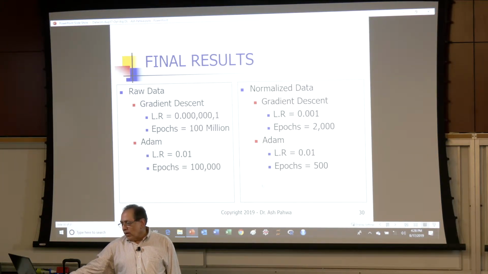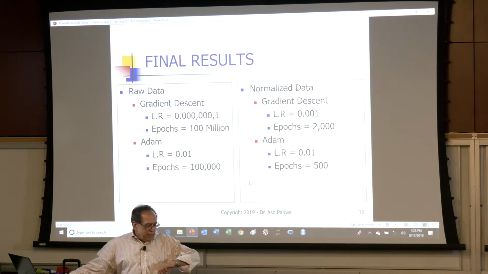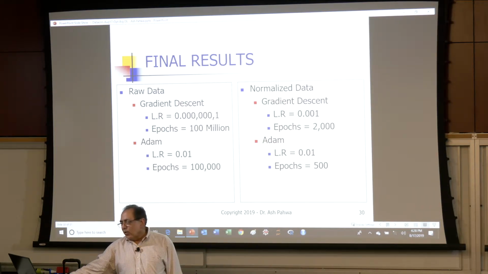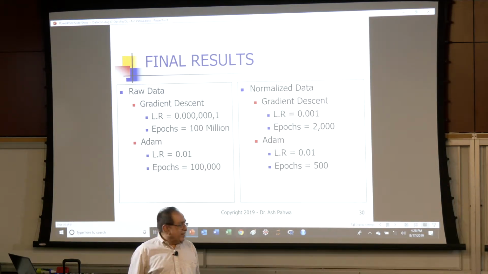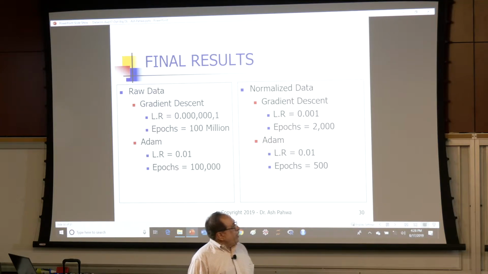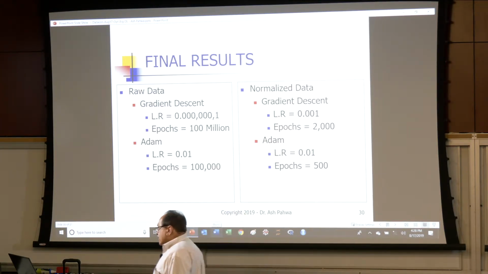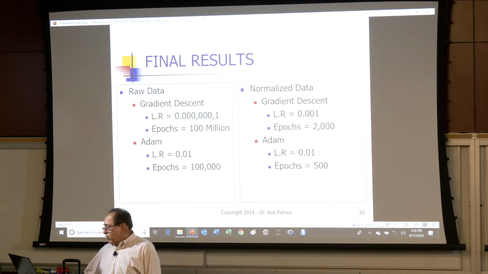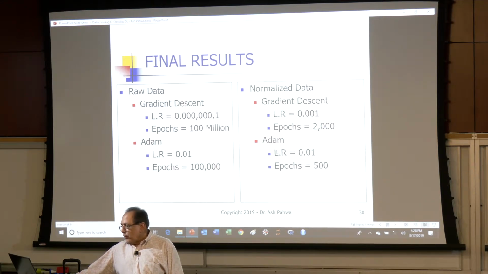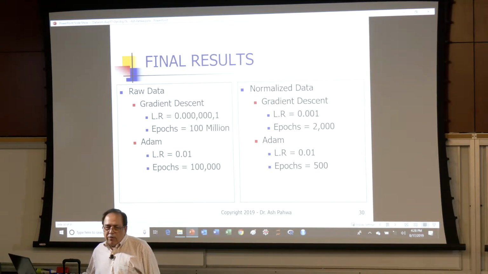And I have the code. I do not have much time, but let us see how much time is left. I can even run the code right here. I can show you this is going to be 100,000. But now, if I normalize my data and use gradient descent, it took 2000 epochs to converge. But if I use Adam, it took 500, one-fourth of that. So, that shows the power of Adam.